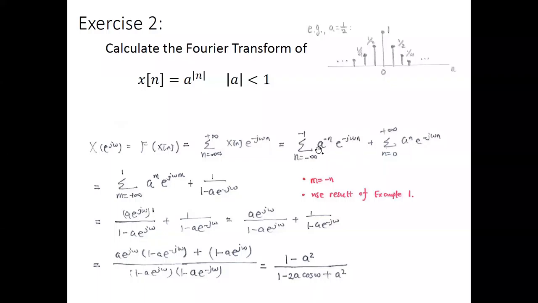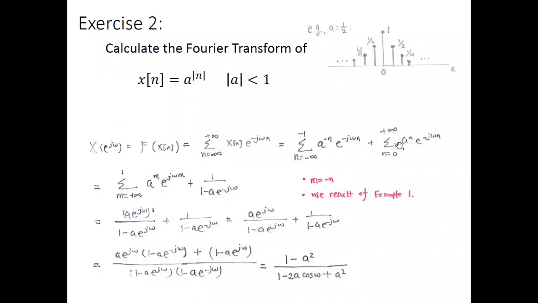For the first term, for convenience, we substitute minus n with a new integer index m. So we change minus n to m, so it becomes exponential j omega m. And also, m equals minus n. So when n is minus infinity, m is plus infinity. When n is minus one, m is plus one. So this is the first term.